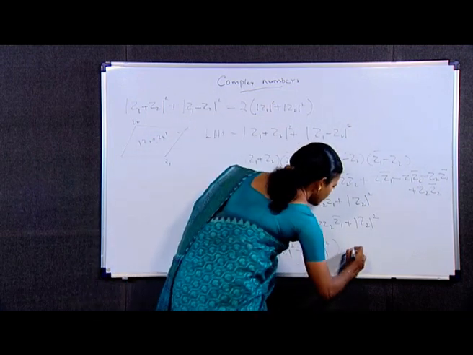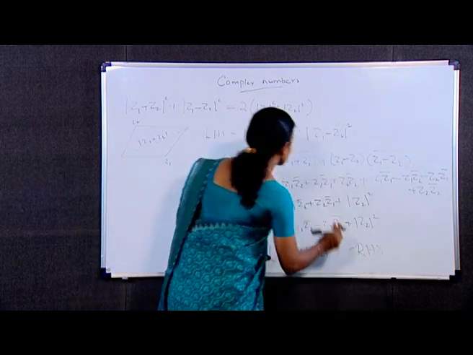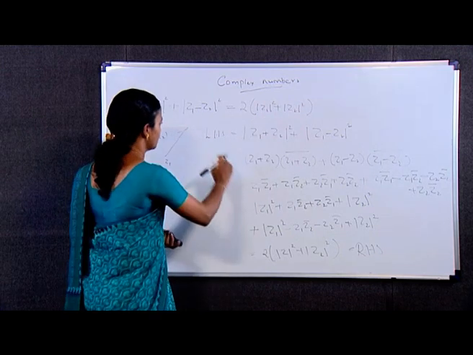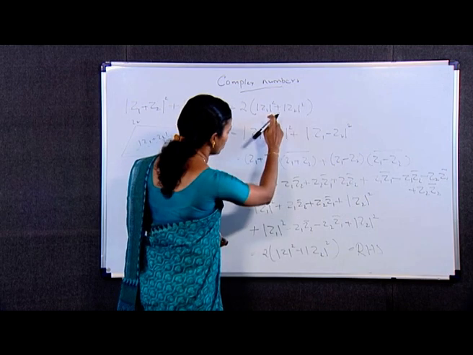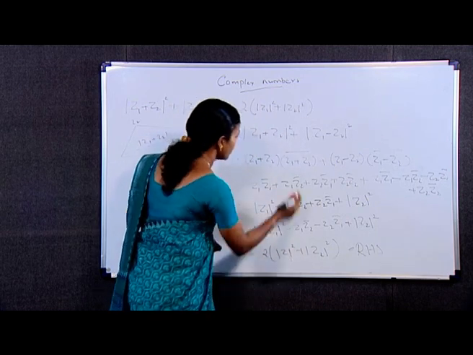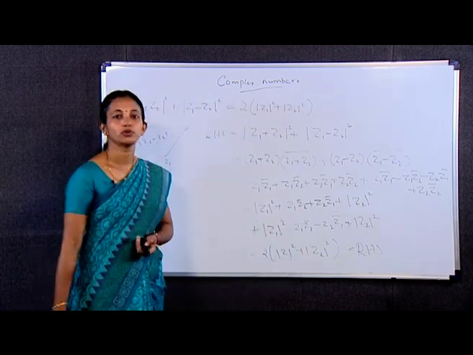This is our LHS. So, we began with the LHS, and we got the RHS as 2 times mod Z1 square plus mod Z2 square.